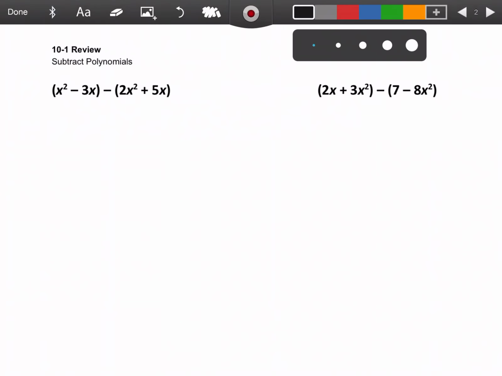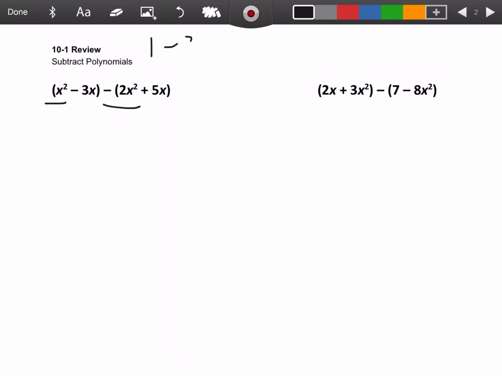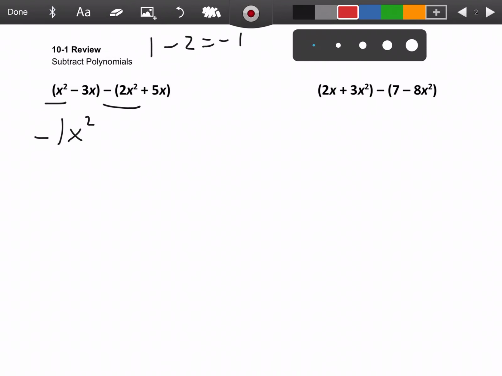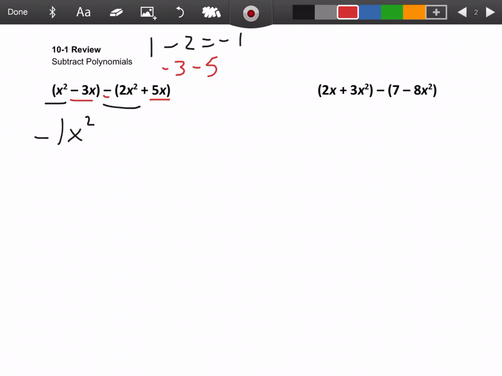This one would be subtraction. So here we have x squared minus 2x squared. So that would be 1 minus 2, which would give us a negative 1. So this would be a negative 1x squared. And then the other one would be negative 3x minus a 5x. So we have negative 3 minus 5, that would be a negative 8. So we'd have a negative 8x, like that.